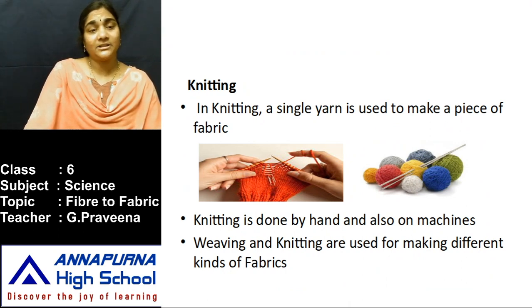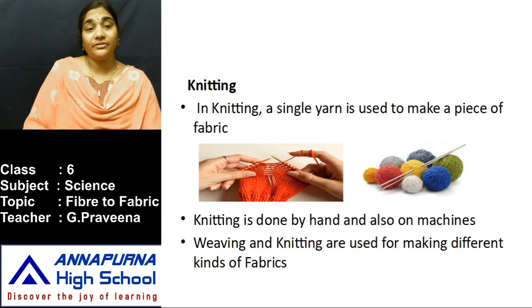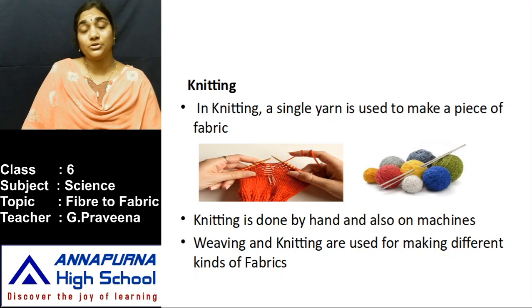The second method is called knitting. So what is knitting? As we have seen, in the weaving process two sets of yarns are used, where one runs parallel and one runs horizontally, to make a fabric. But in the case of knitting, a single yarn is used to make a piece of fabric.